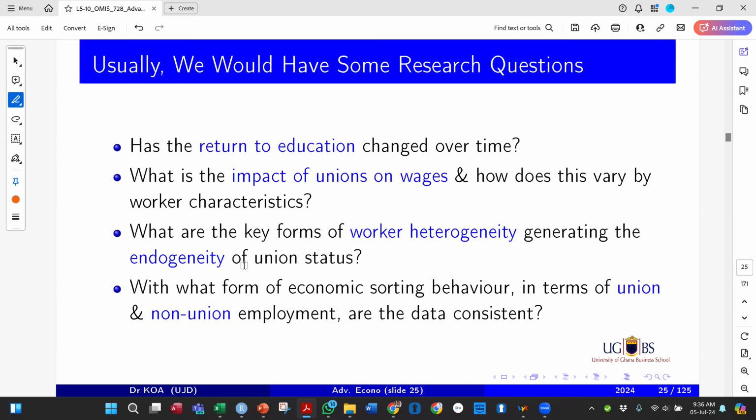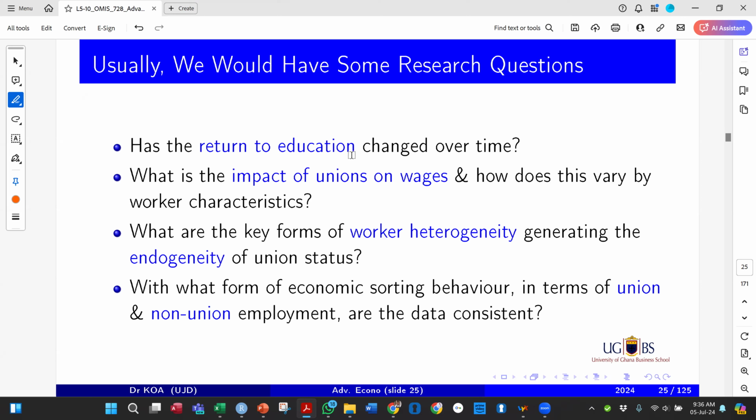Okay. Here are some research questions to address. Has the return to education changed over time? By the way, what do you understand as return to education? The gain from education. And what is that? A wage. A salary. Okay. So the question is, has the salary changed over time?